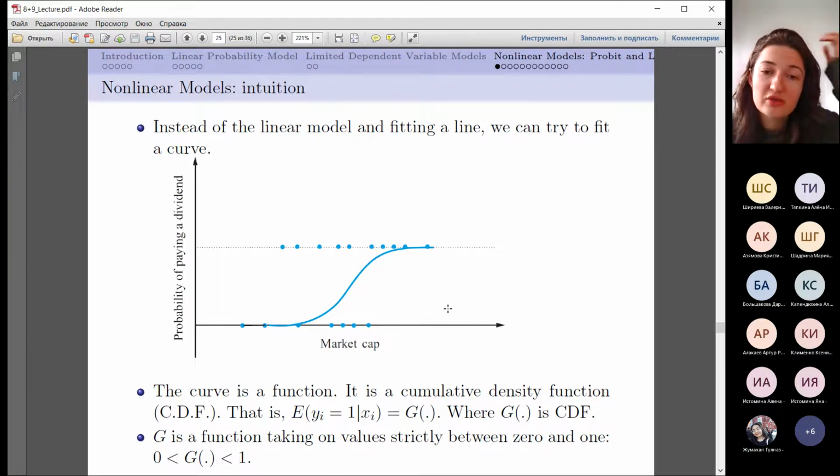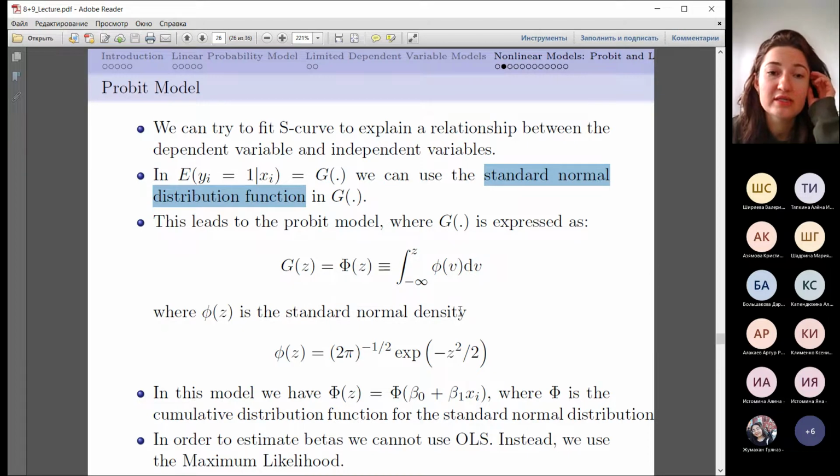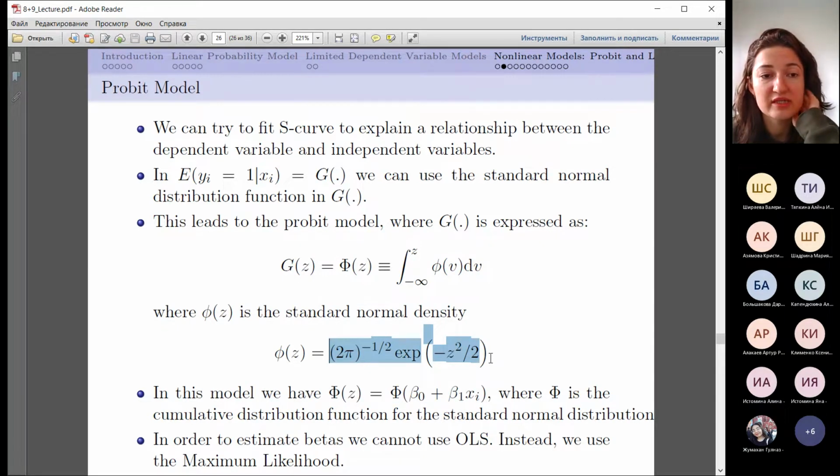To answer this question, we can use two functions. Let's again take a look at this slide. Here's some G. Instead of this dot, we need to specify some specific function. So what should we plug in here in the brackets instead of this dot? If you plug in here the standard normal distribution function, it means that you use the probit model. You should remember that the standard normal density function looks like this, and here you should put this expression. This is the expression of the standard normal distribution.